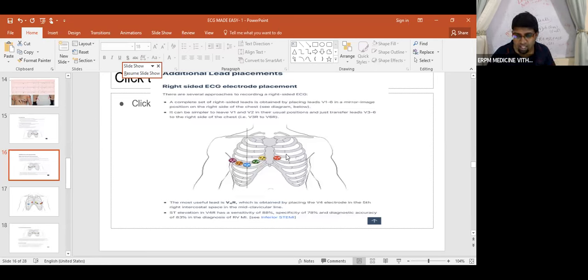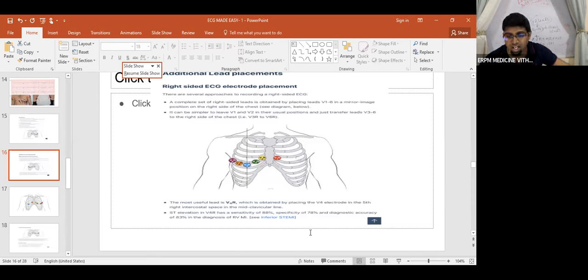So why do we put these leads? To look at the right side of the heart. But you can understand it's too cumbersome to put this many leads on the left side and again ask the technician to put this many leads on the other side.